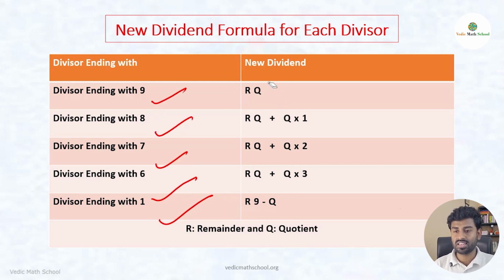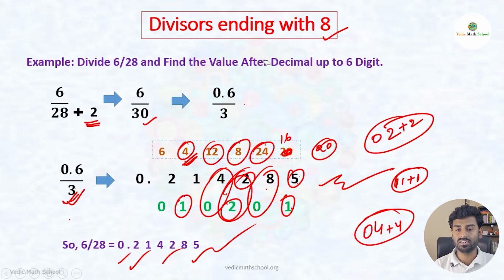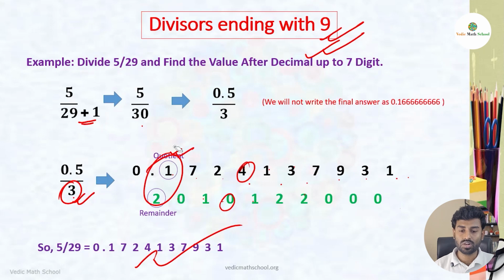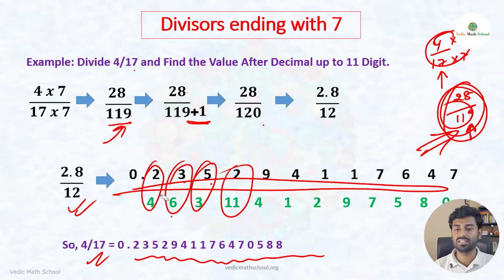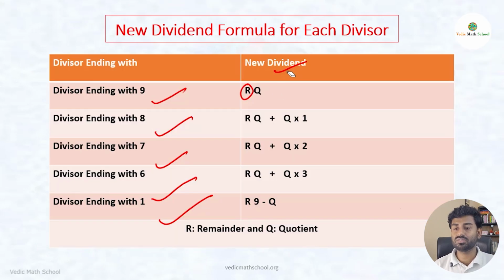Now, maybe you are asking what this is, sir. Actually, whatever remainder you are getting, in the case of 9, I am trying to say that this is our remainder. So the remainder and quotient together become your new dividend. That I am writing here. So what is the new dividend?